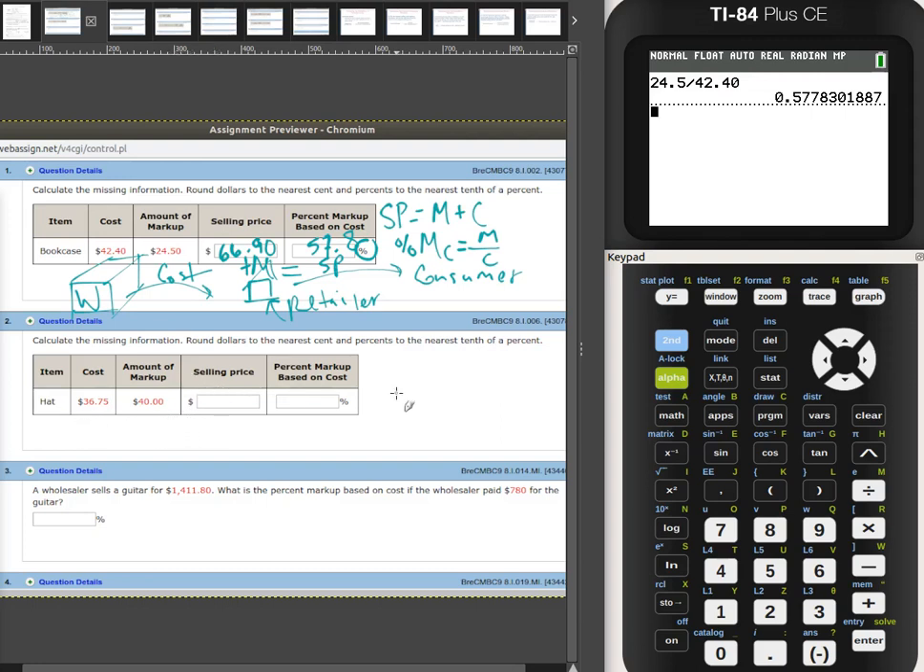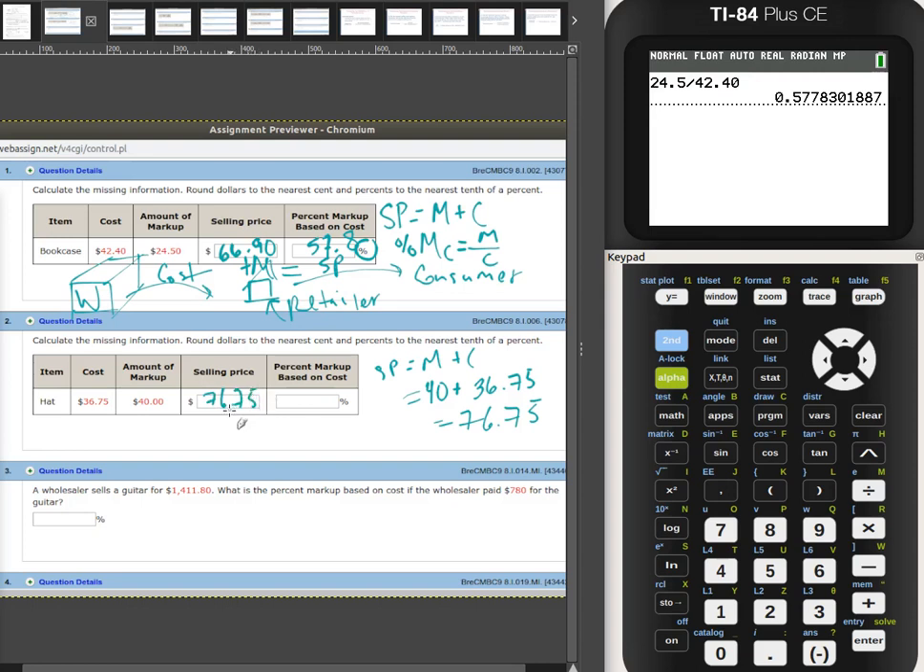We need to find the selling price, so of course we're going to be using again selling price equals markup plus cost. So the markup is $40 and the cost is $36.75. So if you add those, you should get $76.75. That will be the selling price.